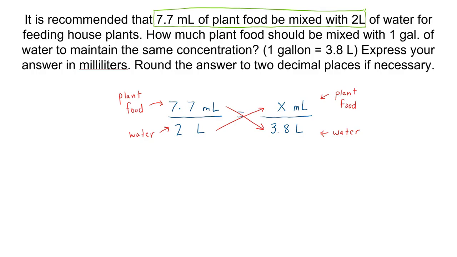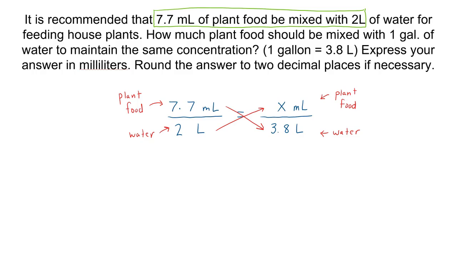Now, if you're not sure how to solve by cross multiplying, make sure you go back and watch the video on solving proportions. To solve an equation by cross multiplying, we have to have one fraction equals one fraction. This won't work in any other situation. The good news is that we do have one fraction equals one fraction.